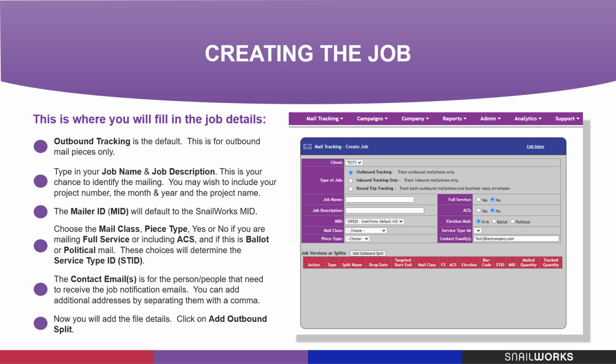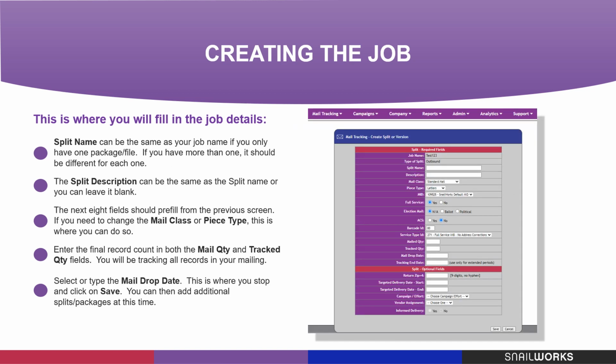Now you will add the file details. Click on Add Outbound Split. Split name can be the same as your job name if you only have one package or file. If you have more than one, it should be different for each one. The split description can be the same as the split name, or you can leave it blank.